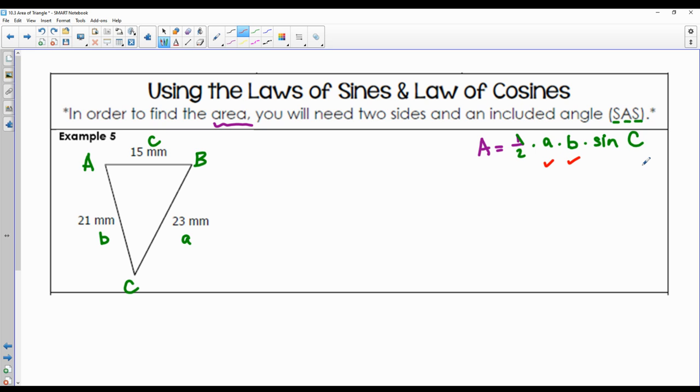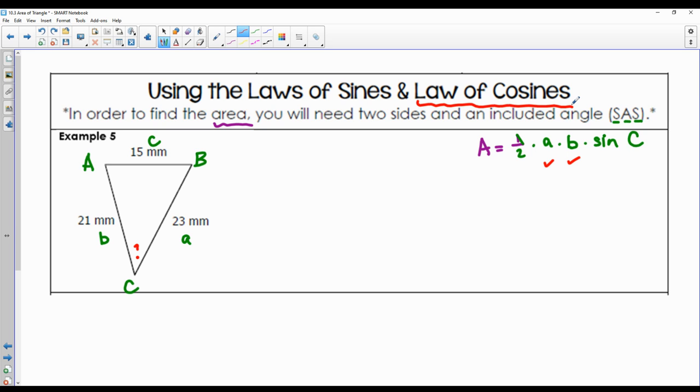The problem is we don't know a single angle, so we're going to need to find an angle. The way I've set it up, let's find this angle right there. Then we can plug everything into the area formula and find the area of this triangle. So now you'll want to use the law of cosines on this one.